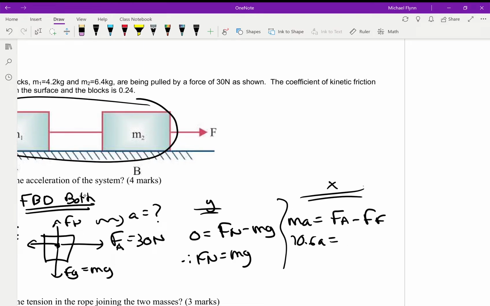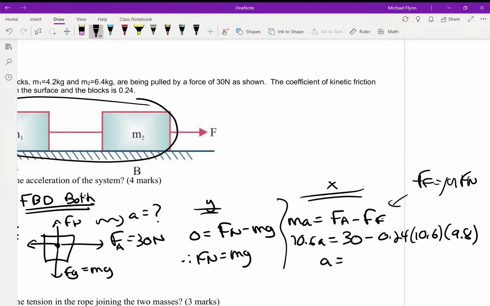Oh, pardon me, let me put the applied force first. So it's 30 newtons minus 0.24 times 10.6 times 9.8. Okay, now I'll solve that for a. I'm sorry, I'm not writing every single step, but I hope you get that friction will equal mu Fn. You get that, right? And Fn is mg, so it's mu mg. Okay, and that's what I put for friction here.